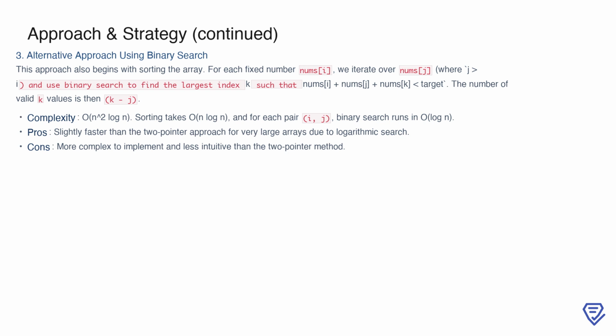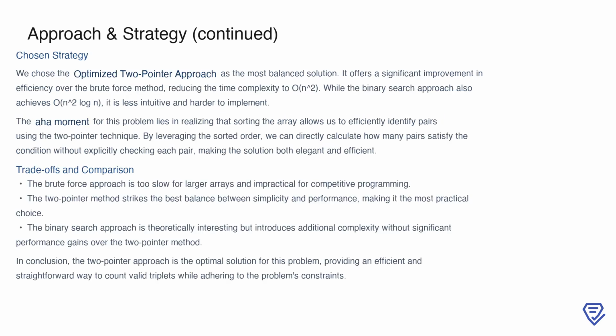The number of valid triplets for that pair is then calculated as the difference between the binary search result and the index of the second number. While this method achieves a slightly better theoretical efficiency for very large arrays, with a complexity of O(n squared log n), it introduces additional complexity in the implementation. The binary search logic can be harder to grasp and debug compared to the straightforward two-pointer technique, making it less intuitive for many developers. Ultimately, the optimized two-pointer approach emerges as the most balanced solution for this problem.